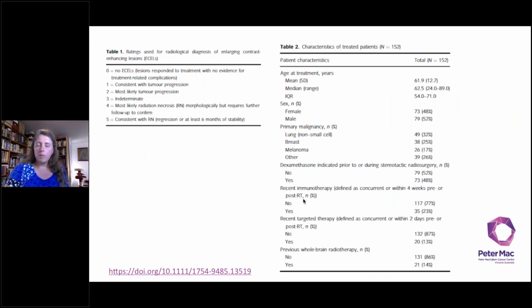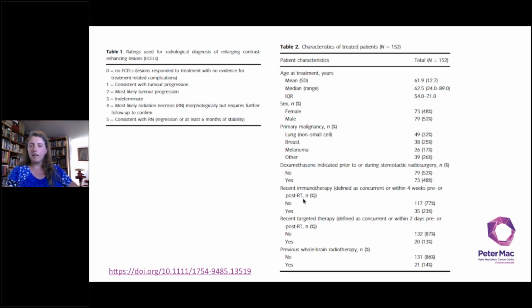Now, I've chosen here to pull out Table 1 and Table 2 for you. Table 1 has a nice clear title, and it's used to explain something from the article that is needed to understand how we're talking about our particular outcome. In this instance, it's the radiological diagnosis of enlarging contrast enhancing lesions. And then Table 2 is the perhaps conventional description of the patients that have been included in this study. There were 152 of them, that's very clear.